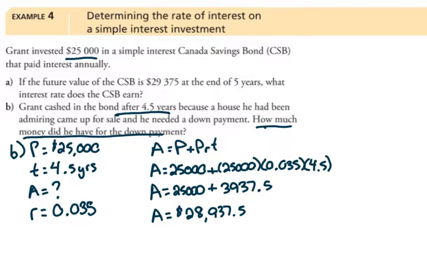Now, this raises a point. We are dealing with money here. And if you go down to the grocery store or the gas station and you look at the till, you will never see one decimal place on the till ever. So even if it works out that way, it will always be two decimal places with money. So this would be 28,937.50.